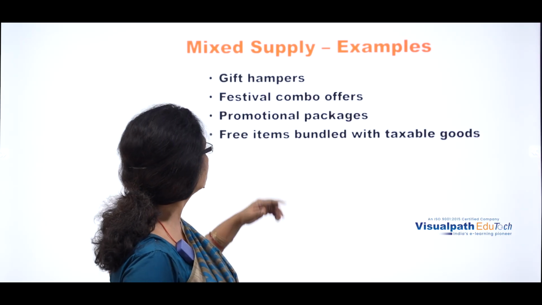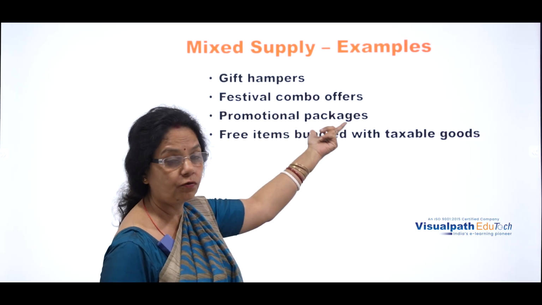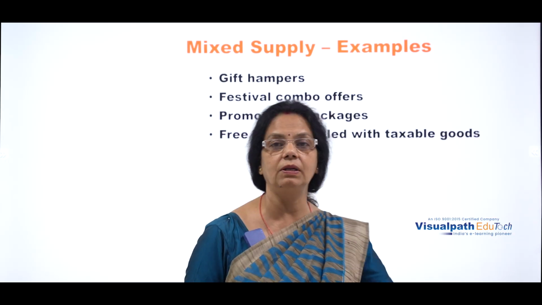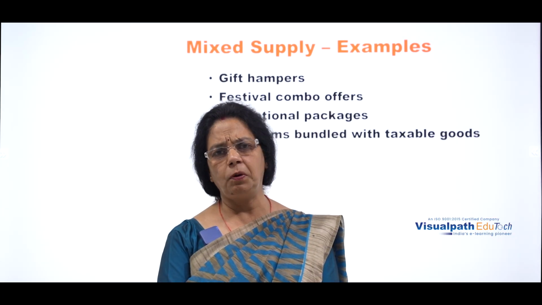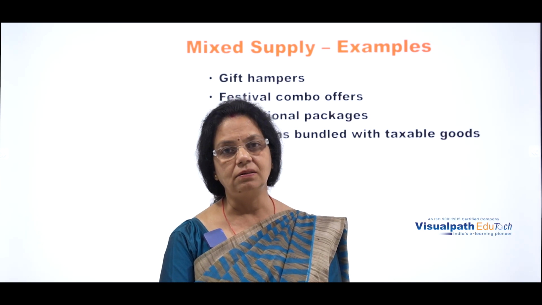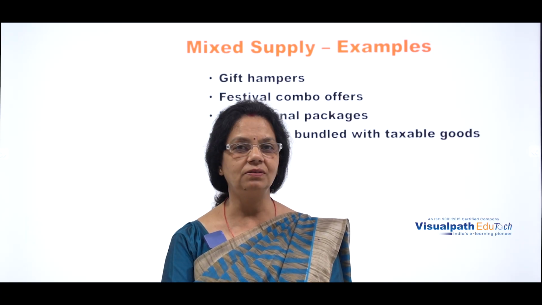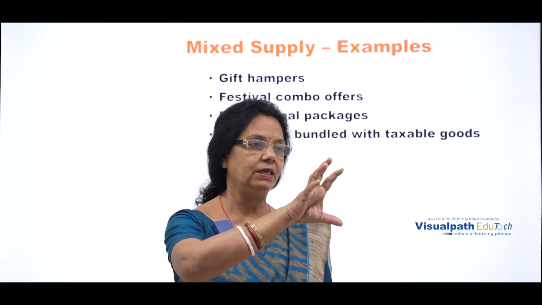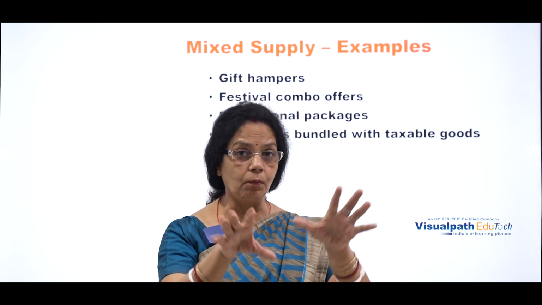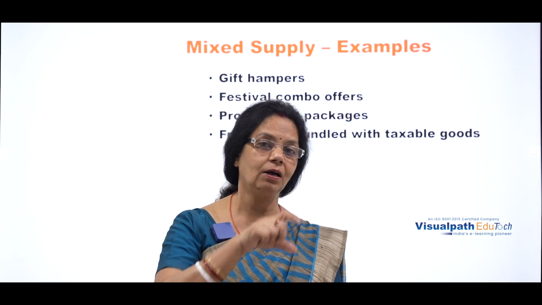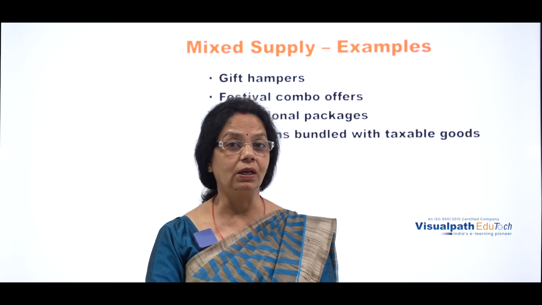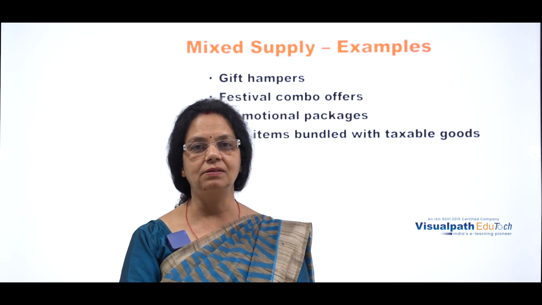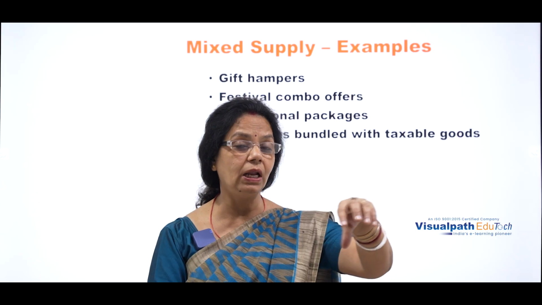Examples I can give you: gift hampers, festival combo offers, promotional packs, free items blended with taxable goods and all. You are most probably very familiar with McDonald's, KFC. You like it very much, right? So there, what happened? Combo. Mostly nowadays it is written combo. What is combo? Jumbo pack with the combo offer. Wow, very nice. What other things come? One Coke, one burger, one French fries. Fantastic. But they have their own identity.